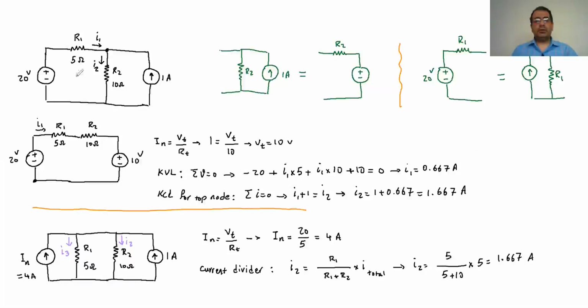So it shows how you can replace a source and resistance with a similar one. Here I have a battery and a resistance. I can replace the battery and resistance with the current source and parallel resistance. Or on the left side, where I have a current source and parallel resistance, I can replace it with the battery and resistance.